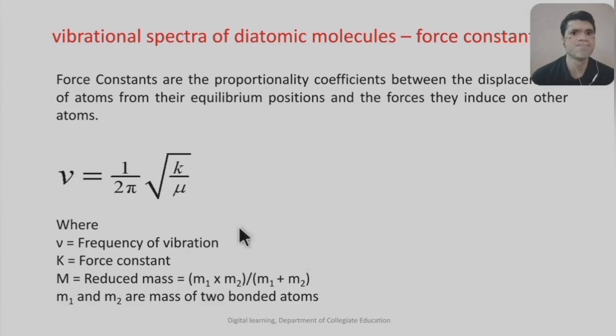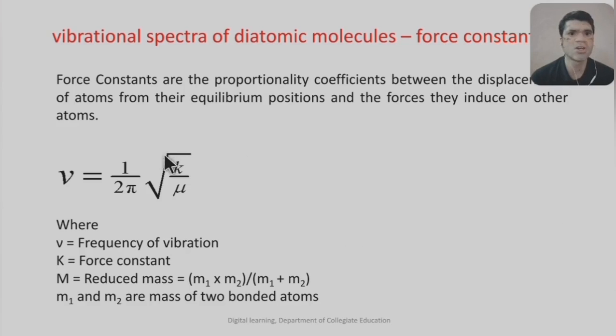That vibration is given in terms of the frequency of vibration, nu. K is the force constant and mu is the reduced mass. The frequency of vibration is directly proportional to the square root of the force constant, and inversely proportional to the square root of the reduced mass. Here the force constant is nothing but a measure of the strength of the bond.